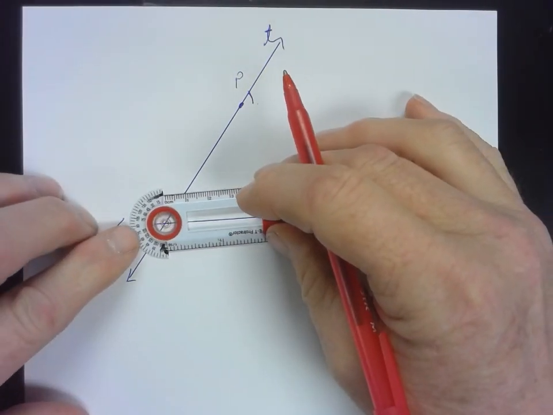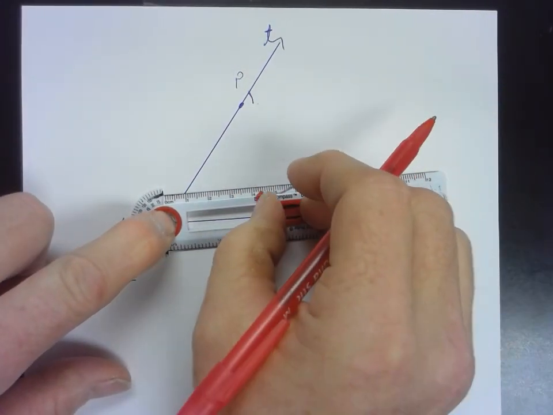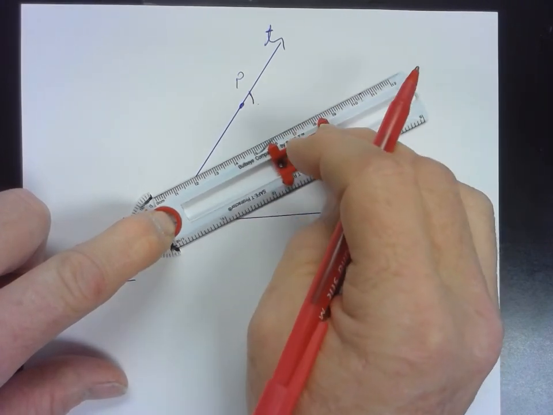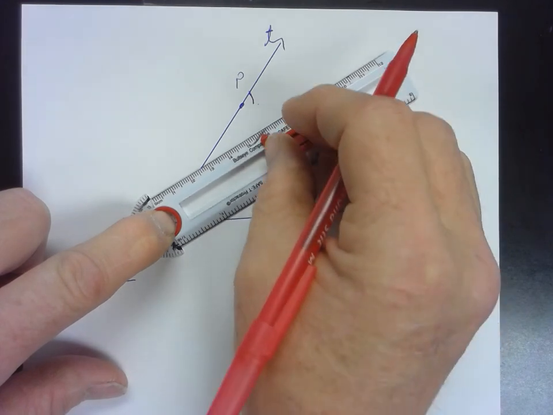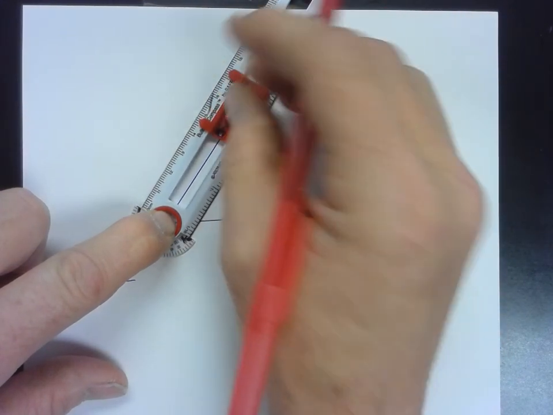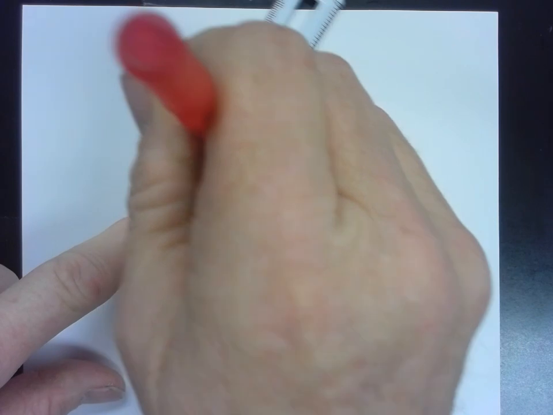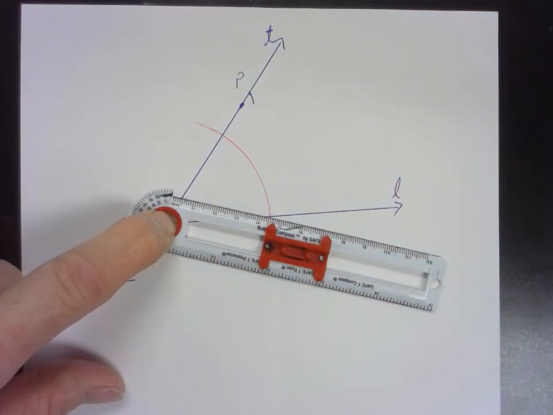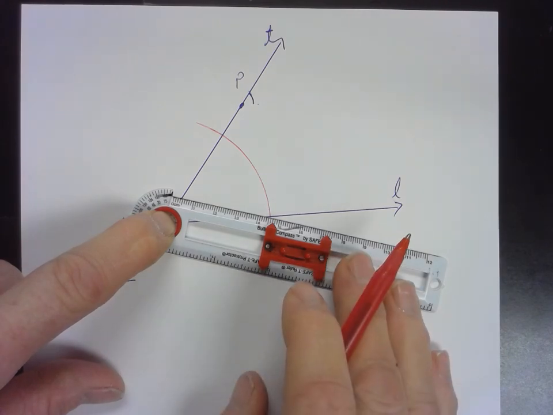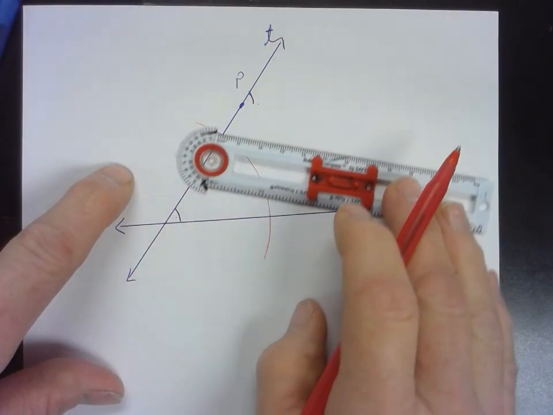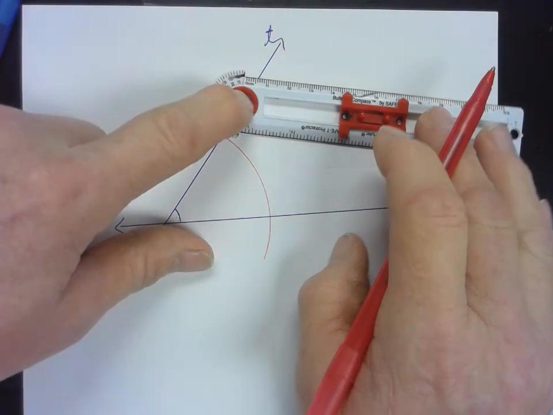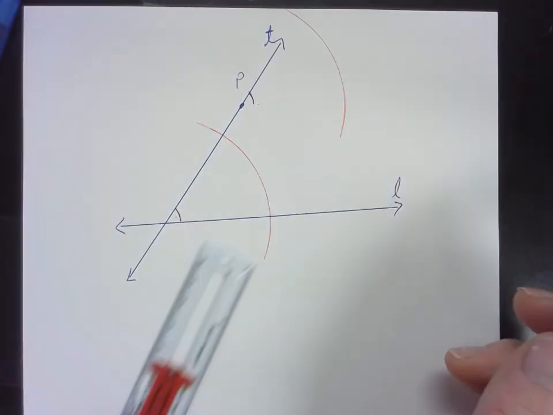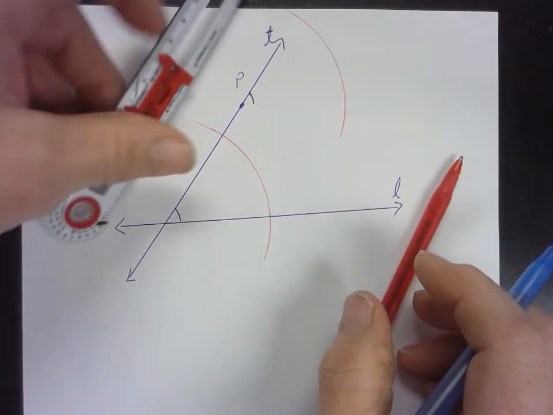Put my compass right here. Now I can adjust however I want, doesn't matter. Okay, just kind of get it out here a ways. And I'm just going to go like this, about that much, and make an arc. You with me? Pretty simple. Now, don't adjust the compass. Come up to point P, make that same arc. I got to make my transversal a little bit longer.